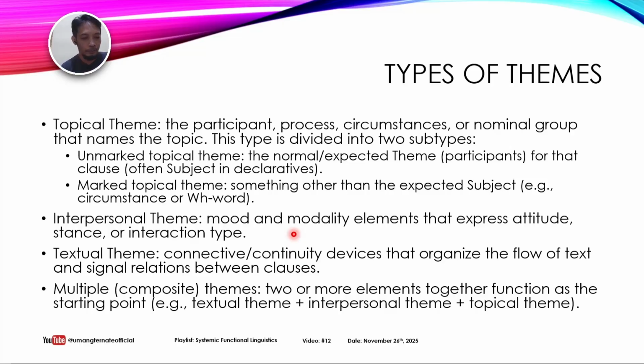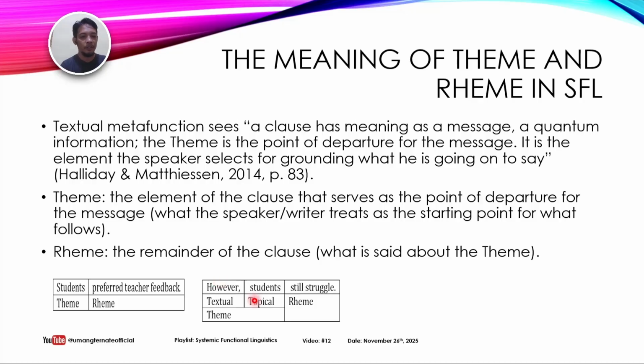Okay, and then the textual theme. We need not to confuse the textual theme with theme as the system to analyze the textual meaning. It is called the textual theme if it is a connective or continuity device, okay, that organizes the flow of text and signals relations between clauses, like but and like conjunctions, like transition signals. Okay. And then typically a theme is constructed by multiple themes like this. This theme is constructed by a textual and topical theme.